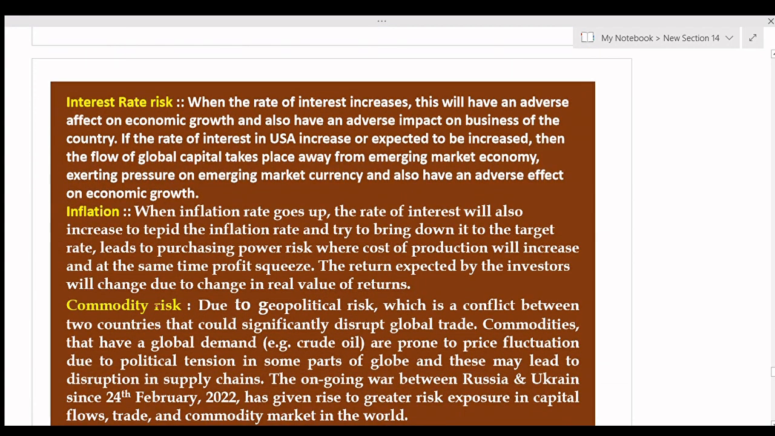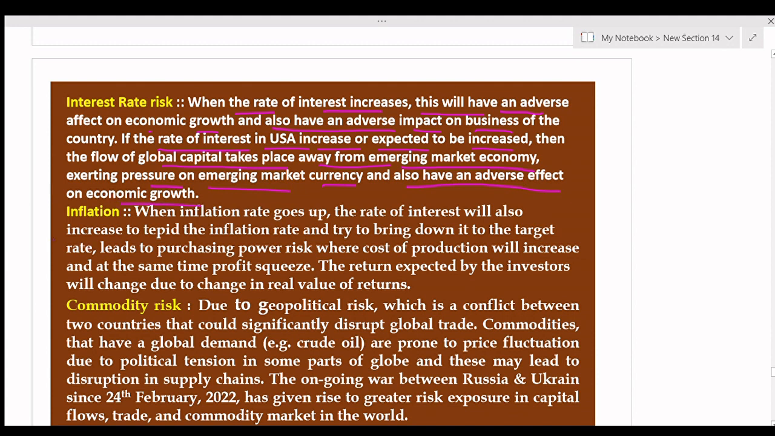Interest rate risks. When the rate of interest increases, this will have an adverse effect on economic growth and also an adverse impact on business of the country. If the rate of interest in the USA increases or is expected to increase, then the flow of global capital takes place away from emerging market economies, exerting pressure on emerging market currencies and also having an adverse effect on economic growth.